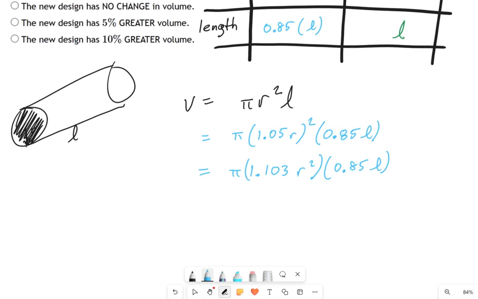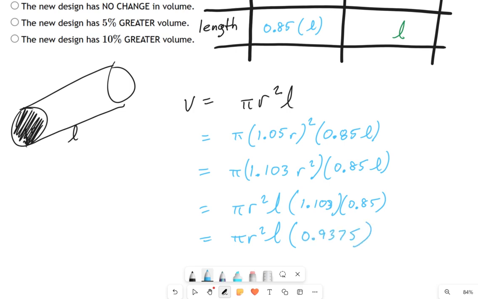Well, I can multiply in any order I want. So I'm going to choose to multiply the numbers together and just get pi r squared L by itself with all these numbers over here. Here's my 1.05 squared. We're calling this 1.103. And my 0.85. Okay, I'm keeping those over to the right. So that when all the dust settles and I multiply all the numbers together, what's going to happen here? I have 1.103 times 0.85, which is going to be 0.9375.